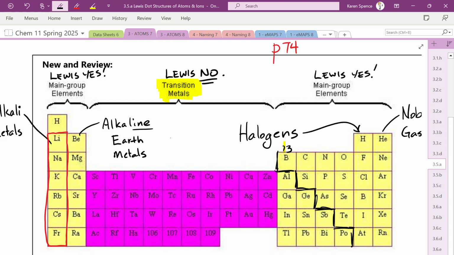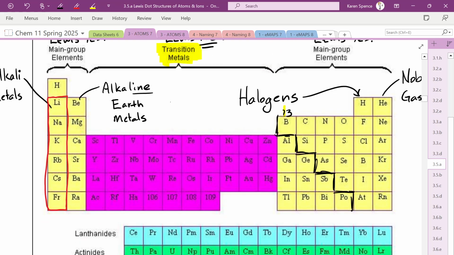It only has one possible charge, but it is considered a transition metal. Transition metals are just the ones that are in the D block, which means nothing to you. They're in that middle section.